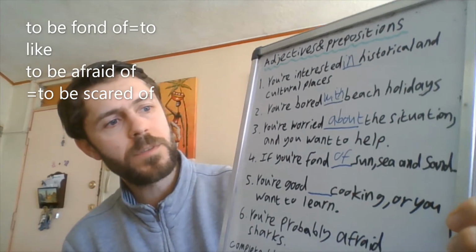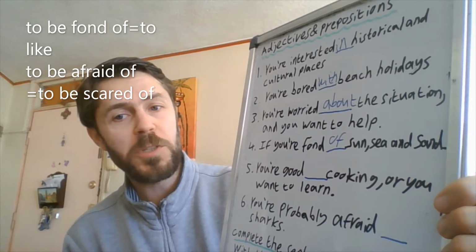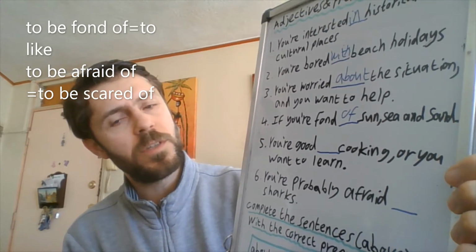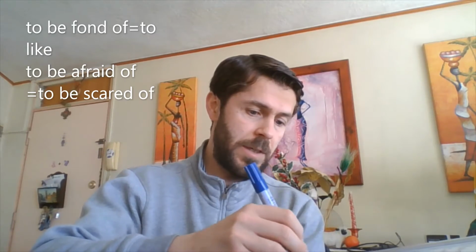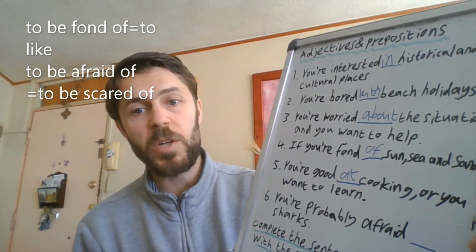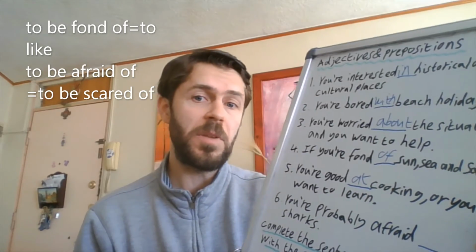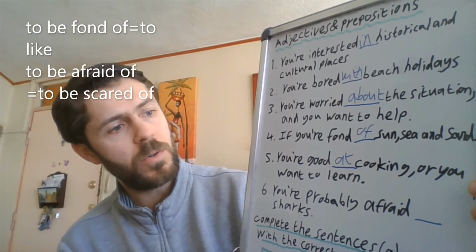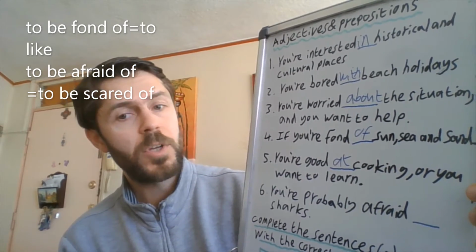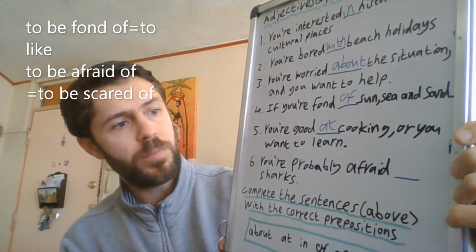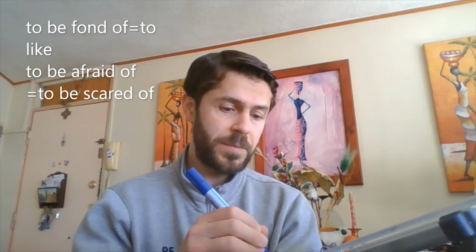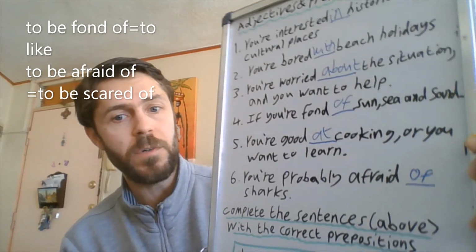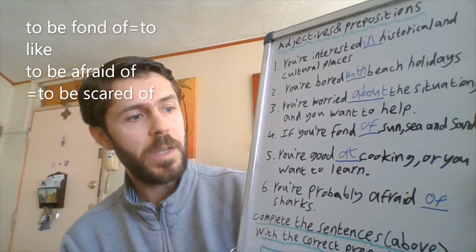4, if you're fond of sun, sea and sand, then which type of tourism? That's beach tourism again. 5, you're good at cooking. So we say we're good at something or bad at something, right? Are you good at cooking or are you bad at cooking? You're good at cooking or you want to learn. That was culinary tourism. And 6, you're probably afraid of sharks. So we say be afraid of something or someone.